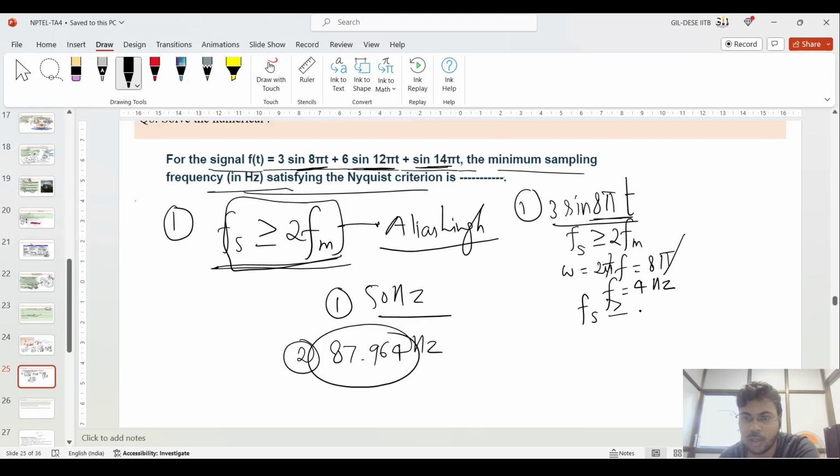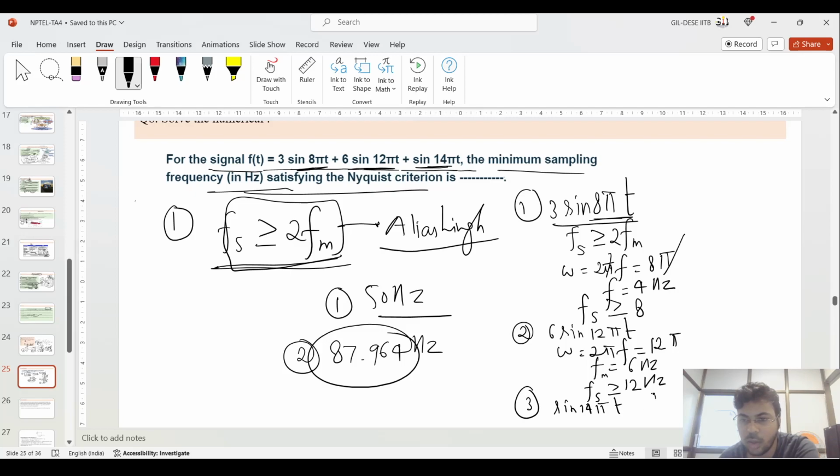It means that frequency is 4 hertz here. Okay. So what will be the sampling frequency? It should be greater than 8. Okay. In the second part, that is the sin 12 pi t, here omega is equal to 2 pi f is equal to 12 pi. Here the frequency is 6 Hz, message frequency. So the sampling frequency should be greater than or equal to 12 Hz, 2 times of this.